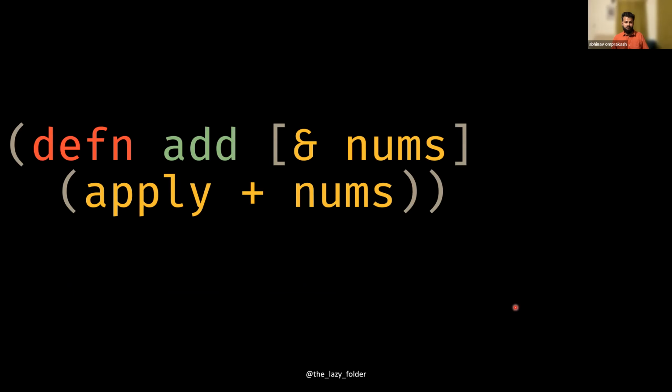Now this is a function where nums is a symbol, but we don't know the value of nums. And since we don't know the value of nums, the compiler can't know the value of nums. So this is something that is defined at runtime. The value of this symbol is available at runtime.